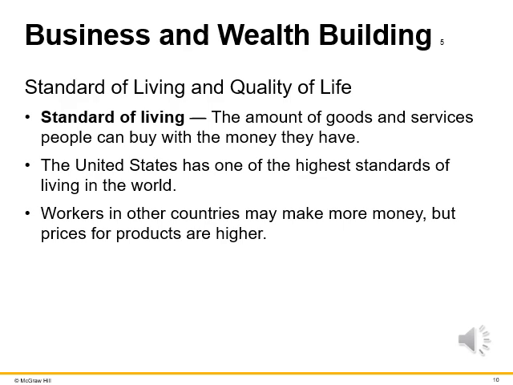In the US, as it says on the slide, they are one of the highest standards of living in the world. In other countries, workers might make more money, but their prices for products are higher. So for instance, in Japan, workers might make more than Americans, but in Japan, a bottle of beer might cost $6 or $7 to where a bottle of beer in the United States might be $2 or $3. So that's just an example of the differences in standard of living in different countries.